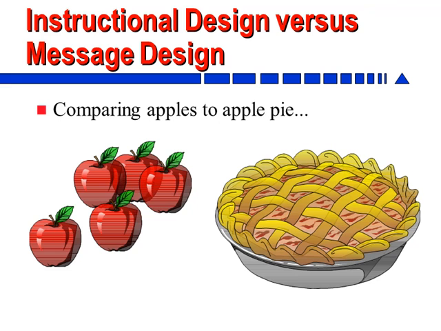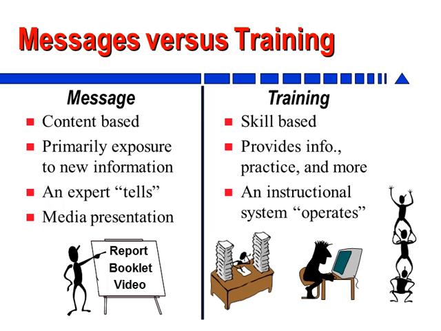Well, here's the answer. It's like comparing apples to apple pie. Yeah, sure, in an apple pie, there are definitely lots of apples, but there's a whole lot more too. In fact, the difference between messages versus training are real clear. Message is content-based. It's primarily an exposure to new information. It's a one-way communication in which somebody is putting out a report or a booklet or a video or whatever.